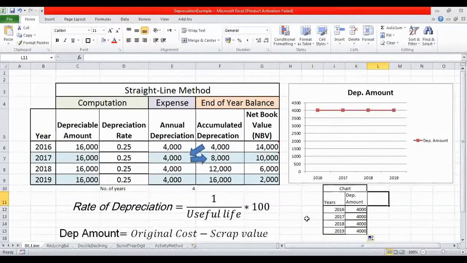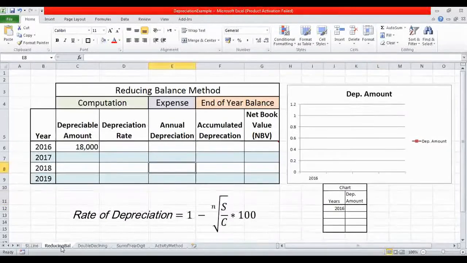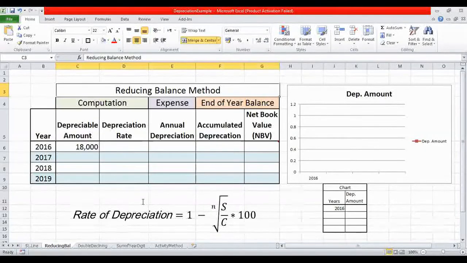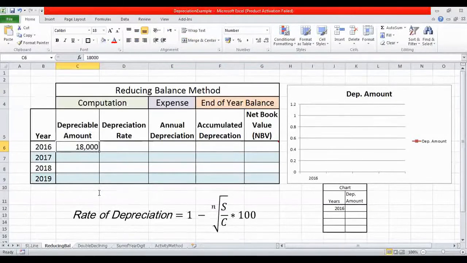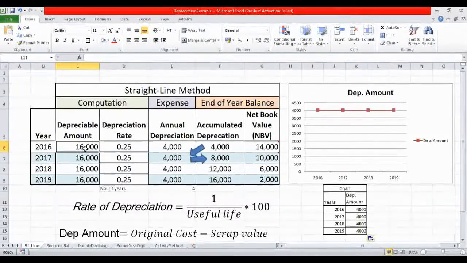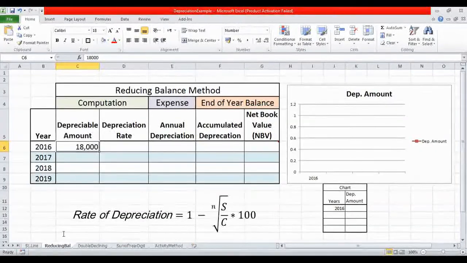The second method which we are going to go to is the reducing balance method. Again, you can see that I am using exactly the same table so that you don't get confused. But when we are using this table, our depreciable amount in different cases will differ. In the straight line method, we started with 16,000 as our depreciable amount. But in the reducing balance method, we are starting with 18,000.